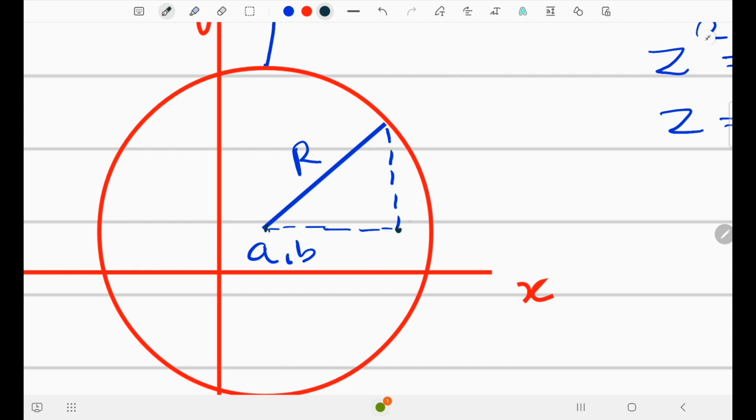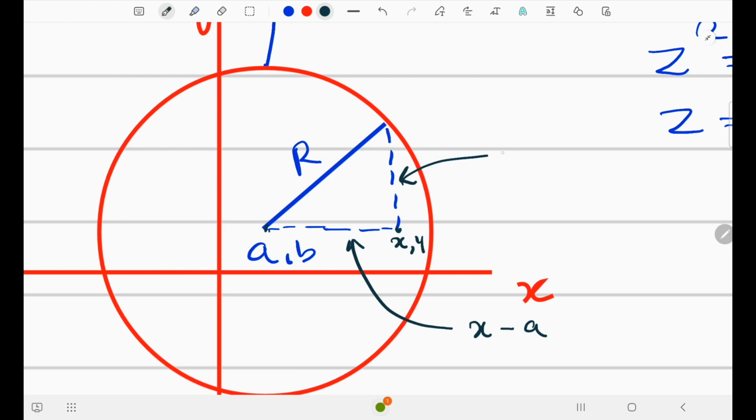This is a, so this is somewhere x and x comma y. Okay, so what is this distance? This distance equals higher value minus lower value. Of course x will be the higher value and the a will be the lower value, right? So this is the horizontal distance and this is the vertical distance.